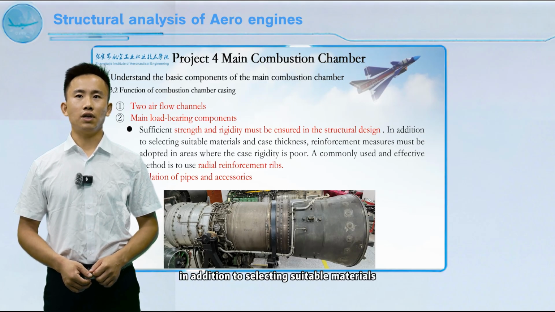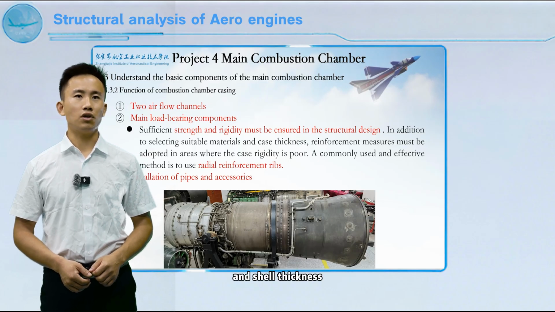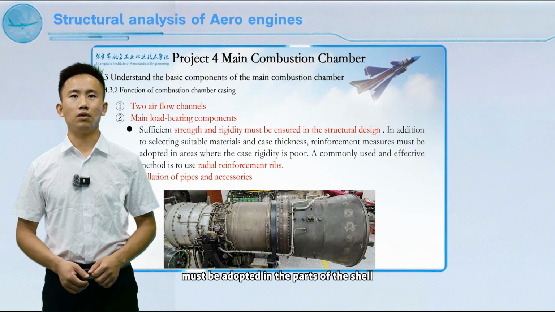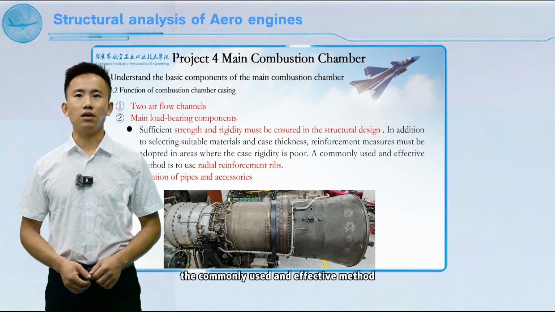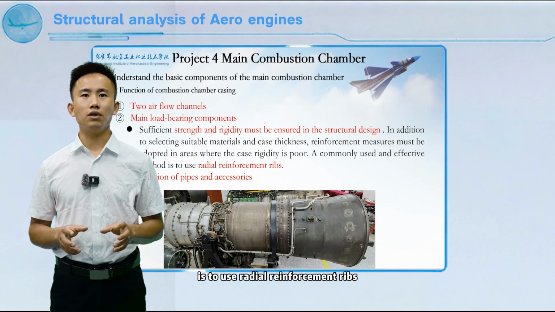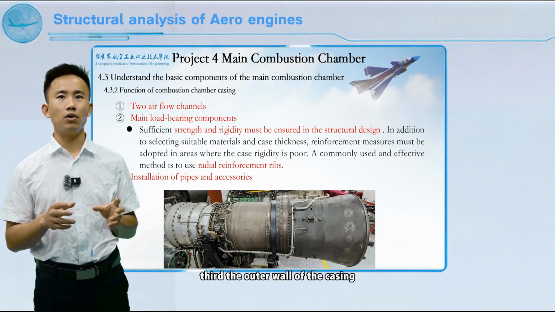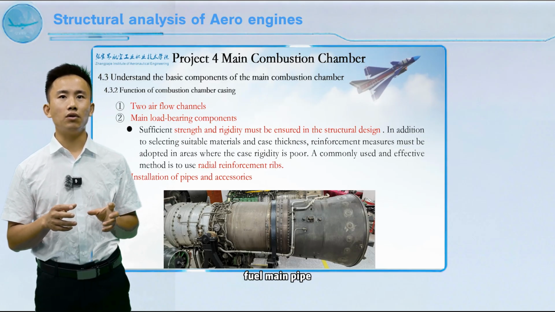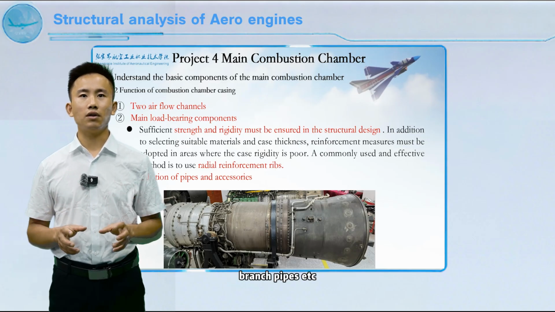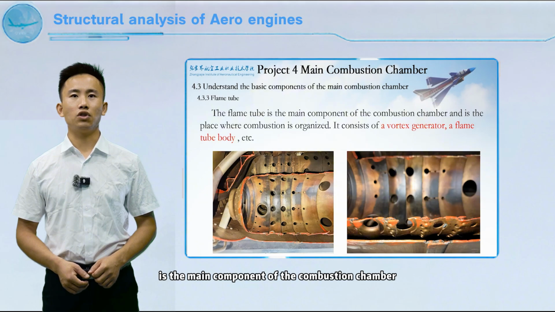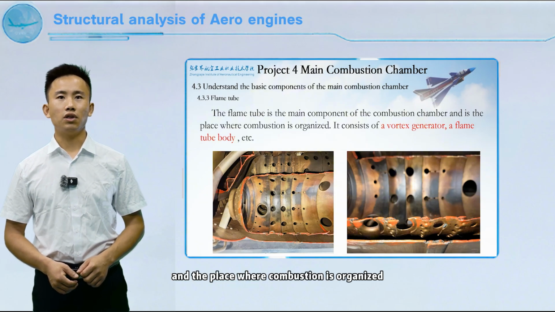In addition to selecting suitable materials and shell thickness, reinforcement measures must be adopted in the parts of the shell with poor rigidity. The commonly used and effective method is to use radial reinforcement ribs. Third, the outer wall of the casing can be installed with pipelines and accessories such as the engine, fuel, main pipe, branch pipes, etc. As shown in the figure, the flame tube of the WP6 engine is the main component of the combustion chamber and the place where combustion is organized.